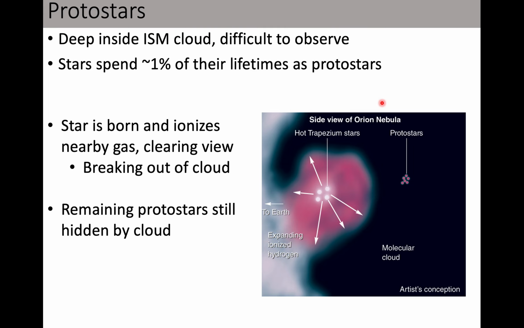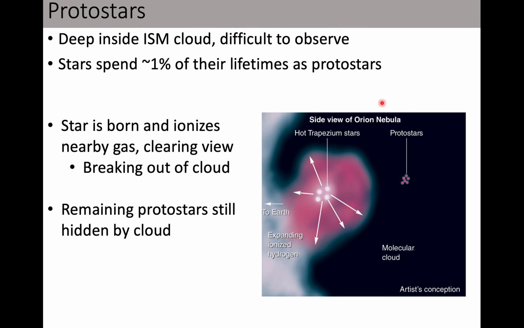So protostars are pretty difficult to observe because they are not very bright and they're still within that cloud. And they're generally quite deep within the cloud. You're not really going to have a protostar forming on the edge of an ISM cloud because of how protostars have to start. Stars spend only about 1% of their life as a protostar, so it's not a very long part of their lifetime.